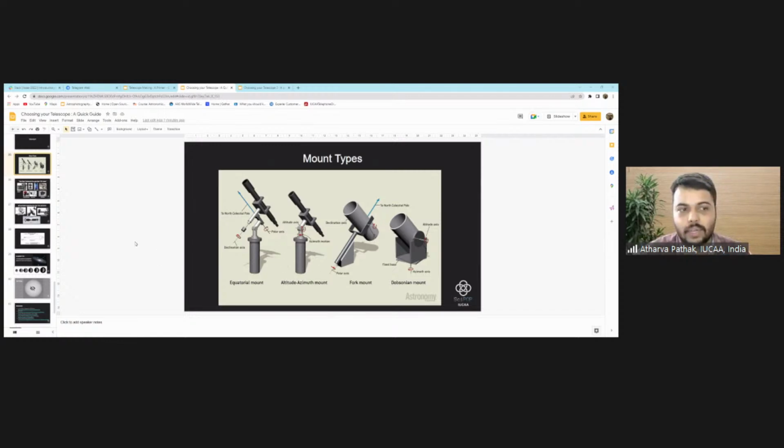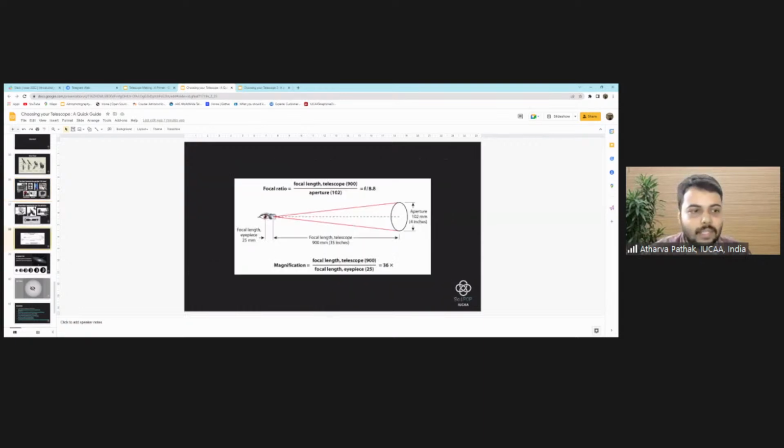Then moving further, before we do that, let's understand these terminologies, because when I'm going to show you the telescope, I'm going to use a lot of terminologies like OTA, focal length, focal ratio, and so on. The focal ratio of a telescope is basically the focal length of the telescope divided by the aperture of the telescope. So it is a ratio.